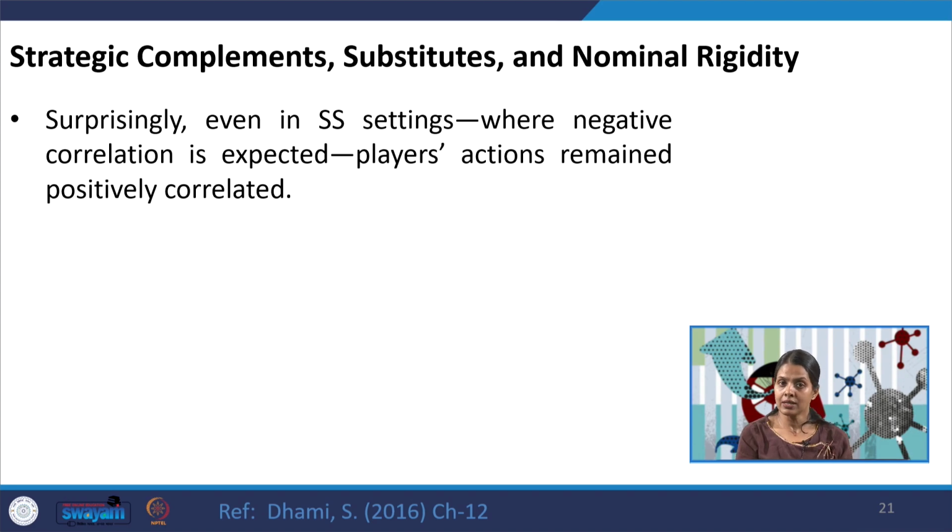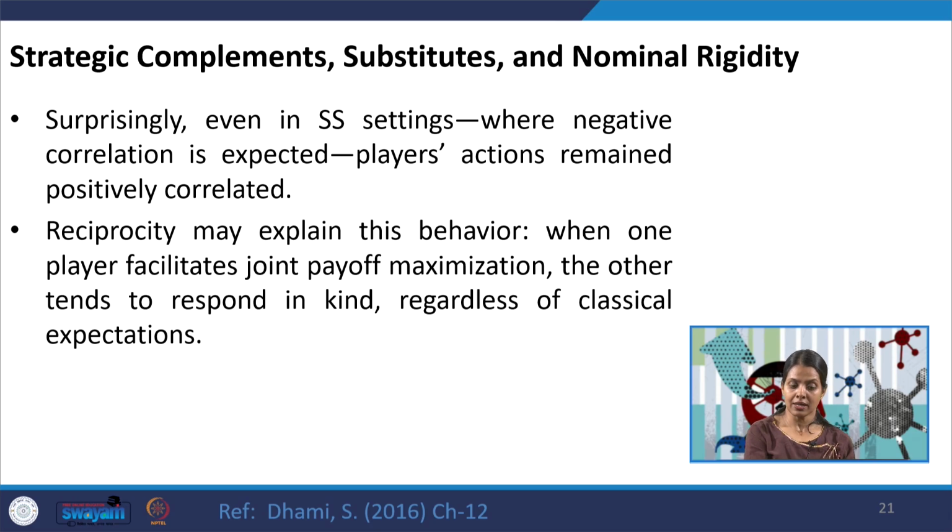Surprisingly, even in strategic substitute settings where negative correlation is expected, players' actions remain positively correlated. So, even there, when they are strategic substitutes, they probably coordinated with each other. Reciprocity may explain this behavior. When one player facilitates joint payoff maximization, the other tends to respond in kind regardless of classical expectations.